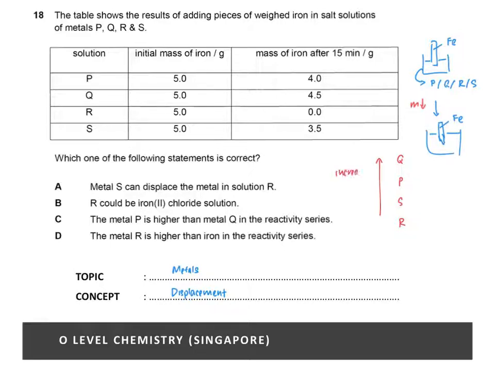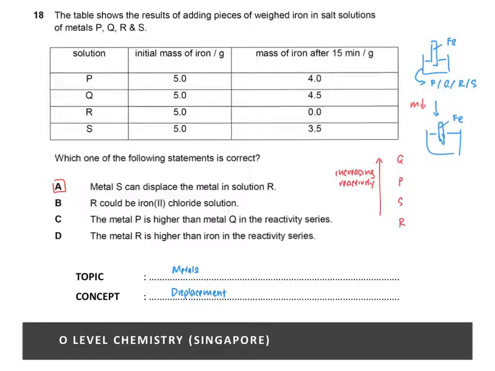So based on the series that we have constructed, let's look at the options. For option A, metal S can displace the metal in solution R. So that means that metal S is more reactive than R. The answer is correct, because we can see that S is more reactive than R.